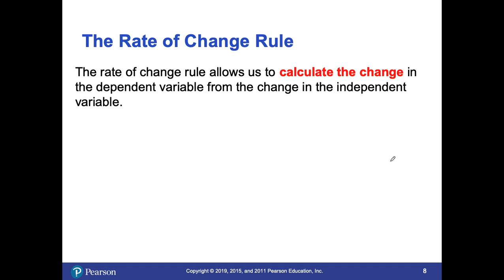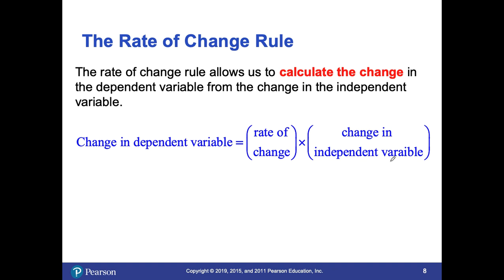Now, one good thing about rate of change is it allows us to calculate the change in the dependent variable from the change in the independent variable. Really, what you're about to see is just a rearrangement of the slope formula. If you simply multiply both sides by the change in the independent variable, you actually do get the change in the dependent variable. So here's the formula for if you are asked in the homework to find the change in the dependent variable. So go ahead, pause the video, write this down, to have this ready for you when you're doing the homework.